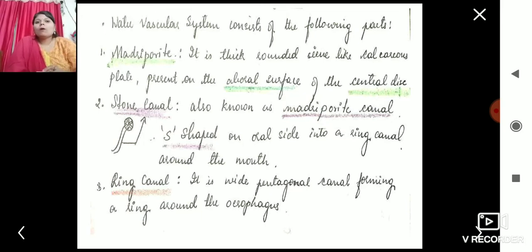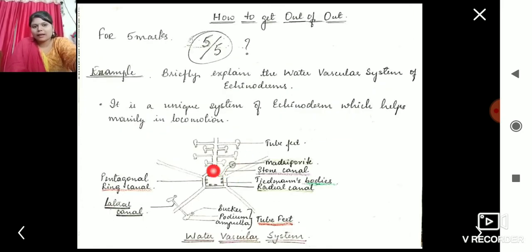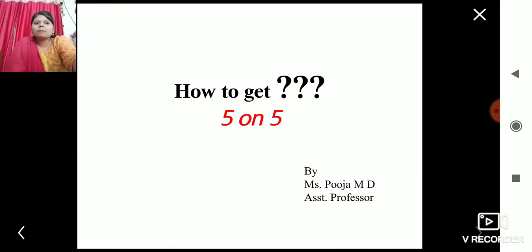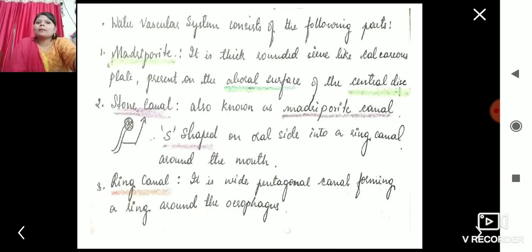Okay, stone canal, also known as madreporite canal. I have drawn a small diagram of this. If you can see this diagram, here you can see a stone canal. This is the madreporite. It's a very simple diagram, isn't it? I drew an S-shaped diagram very fast, so that you can say that it is a stone canal. S-shaped, I have underlined it. It goes on the oral side into a ring canal around the mouth. Here the stone canal is S-shaped, coming from the oral side.